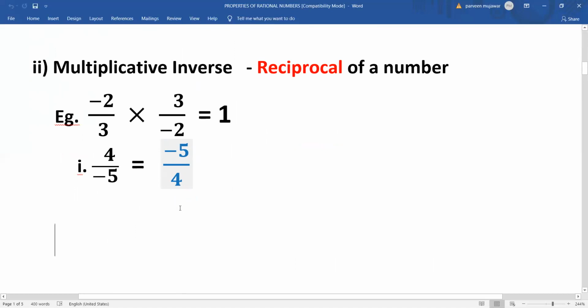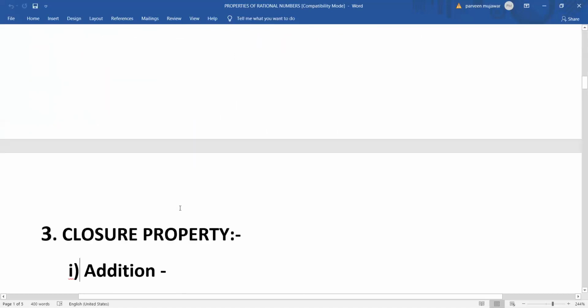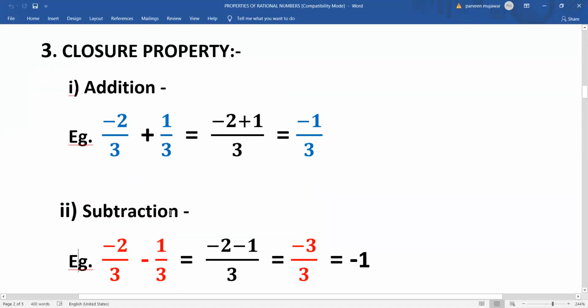Now I will go to the other property, that is closure property. Now what is closure property? We'll check with the addition first. Your main sign is addition. Check with the example. Minus 2 upon 3 is a rational number. 1 upon 3 is a rational number. When we add these two rational numbers, you get back a rational number itself. That is, minus 1 upon 3 is also a rational number.